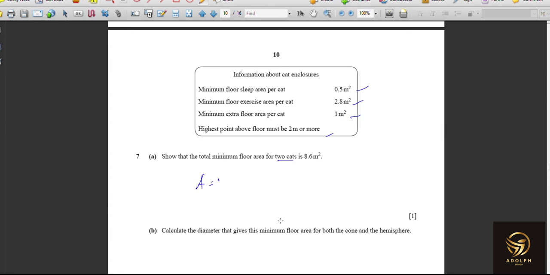So area for two cats: for each cat it is 2 into 0.5 plus 2 into 2.8 plus 2 into 1. Then the calculator gives us the answer 8.6 meter square, and we proved it.